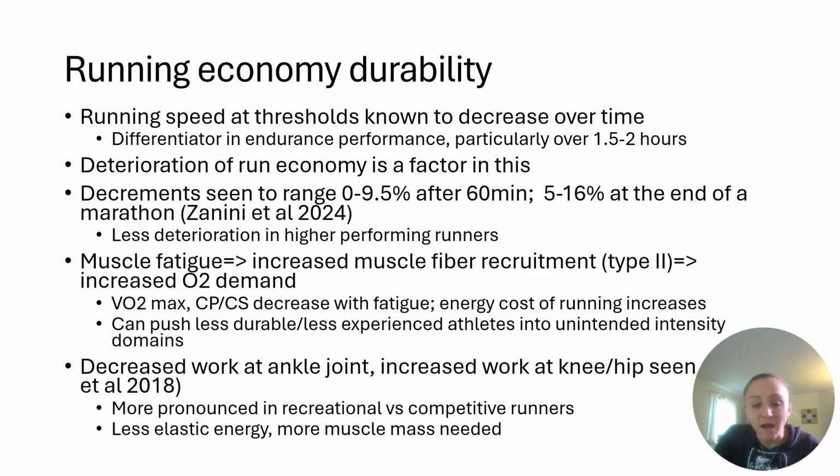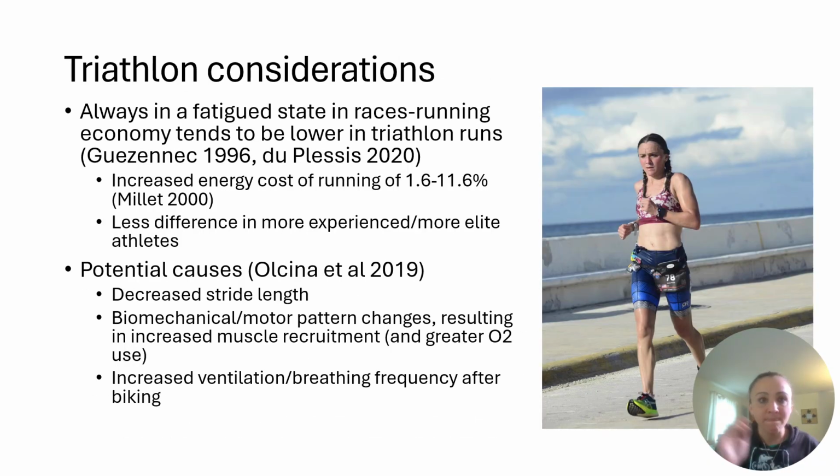Something to think about. What we also see with fatigue is that there tends to be decreased work at the ankle joint, while there's increased work at the hip and knee. This is, again, more pronounced in recreational runners versus competitive runners. As I said, the Achilles tendon gives us all this elastic energy, all this free speed, free energy when running. So if we're using less work at our ankle joint, shifting it more up to the hip and knee, where we have bigger muscles and less elastic energy, that's going to up our oxygen cost and decrease our run efficiency.